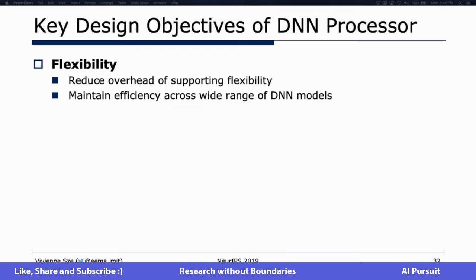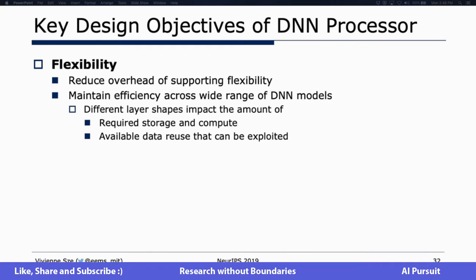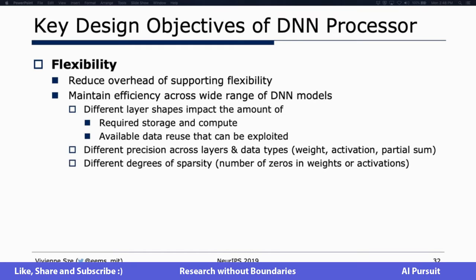Another important vector that we should think about is flexibility. Because this is a very fast-moving field with a lot of different variations in the DNNs, it's really important to have the flexibility in the hardware to be able to support today's and tomorrow's DNN models. But the key challenge from a hardware perspective is that often there's going to be some overhead to support this flexibility. Nothing comes for free, so the key challenge is how do we reduce the overhead to support this flexibility? And what kind of flexibility do we need, or what do we actually mean here?